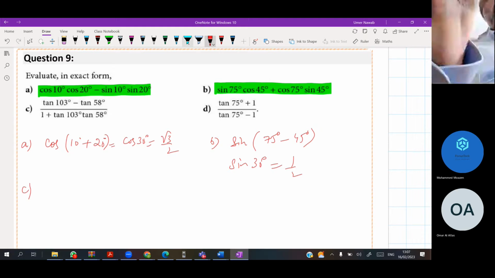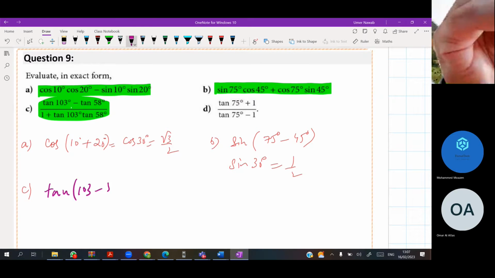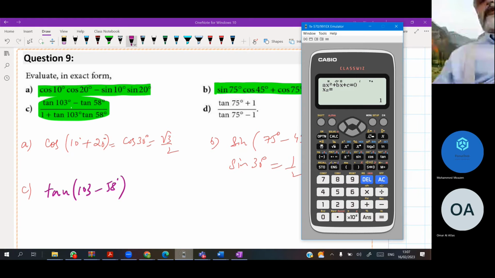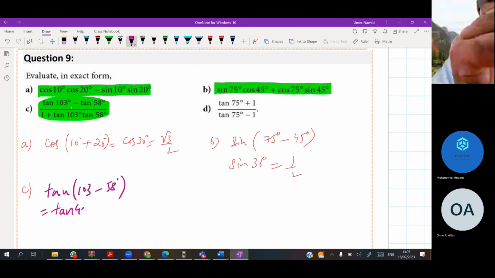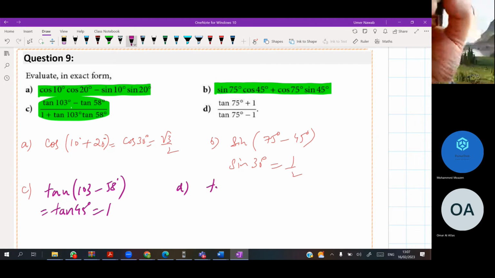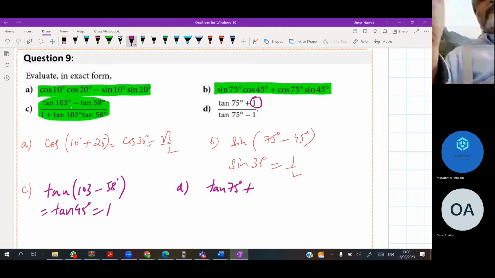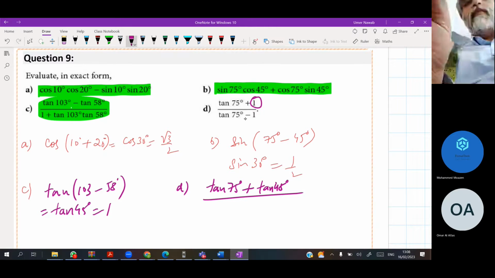If you look at the C part, the C part is again compound angle identities, and which is equal to tan of A minus B, which is 103 minus 58. So 103 minus 58 gives you 45. So this is tan of 45, which is equal to 1. And now if we look at the D part, tan of 75. Can I write it in a tan form? The answer is yes, because tan of 45 degrees is equal to 1. This is tan 75 written by him.